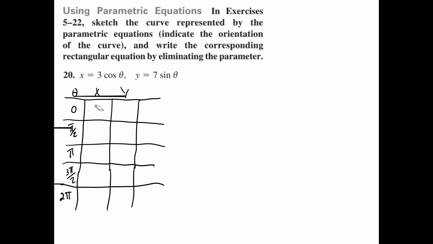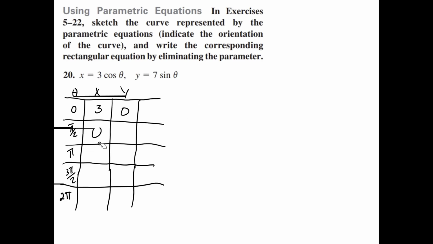When you put in 0, you're going to get 3 for your x, 0 for your y. When you put in pi over 2, you're going to get 0 for your x and 7 for your y. When you put in pi, you're going to get negative 3 for your x and 0 for your y. When you put in 3 pi over 2, you'll get 0 for your x and negative 7 for your y. And when you put in 2 pi, you're back to where you started, 3, 0.